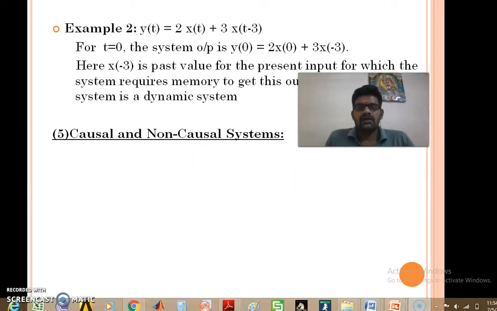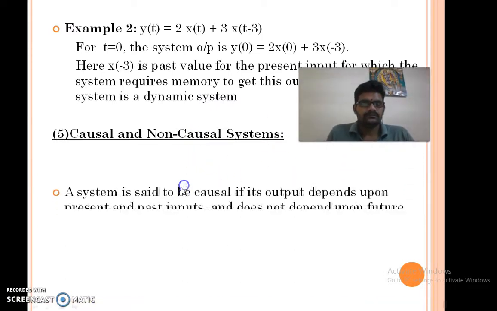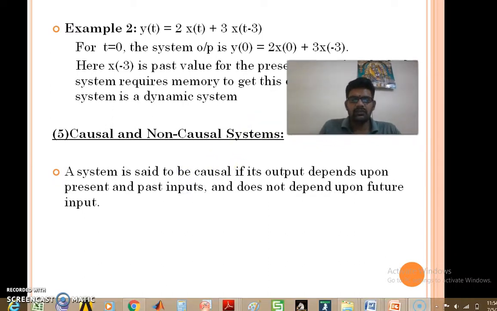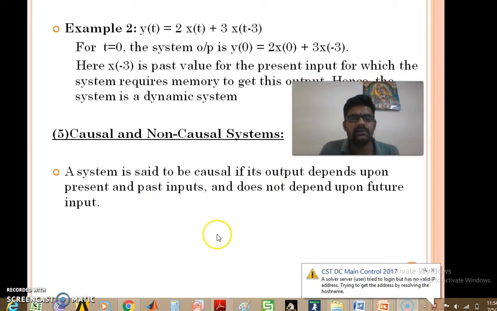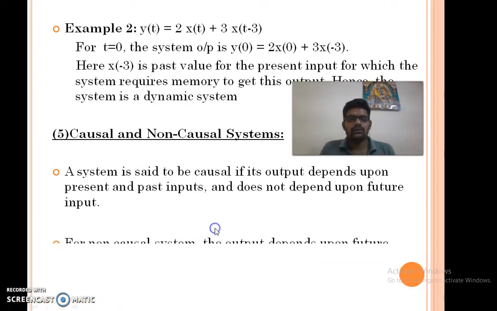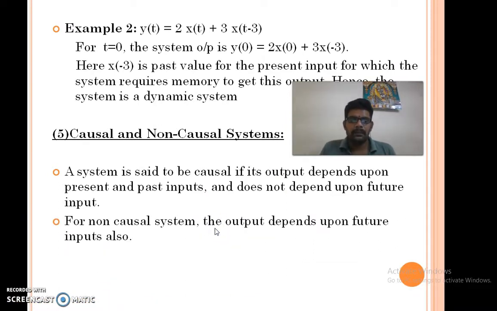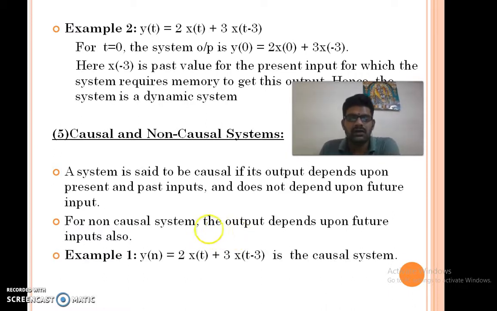Causal and non-causal systems. A system is said to be causal if its present output depends upon present and past inputs only, but does not depend on future inputs. Such systems are known as causal systems. If the present output depends on present, past and future inputs, then it is called a non-causal system.